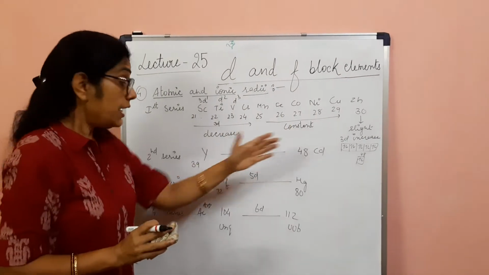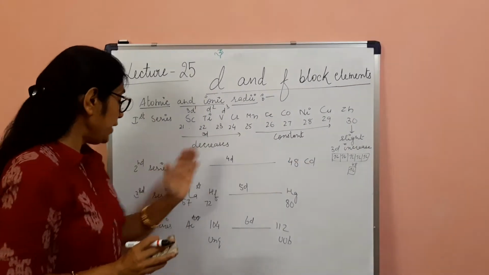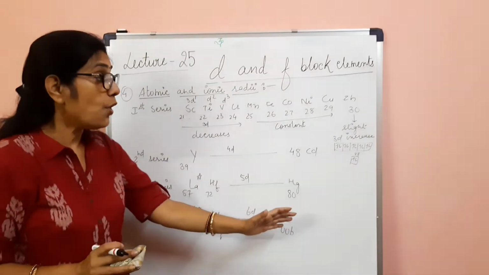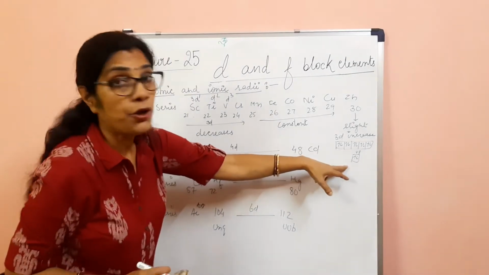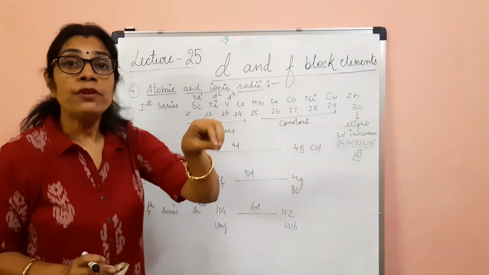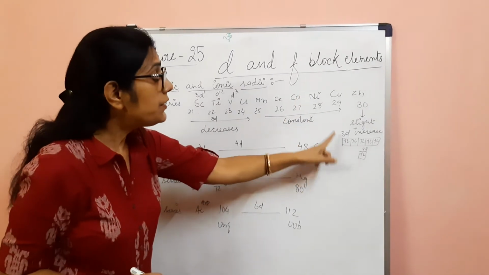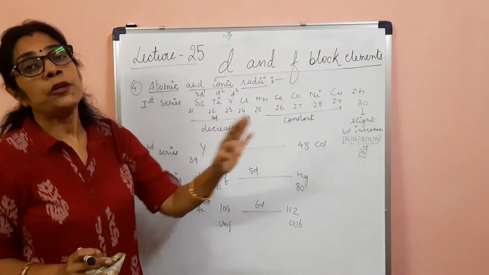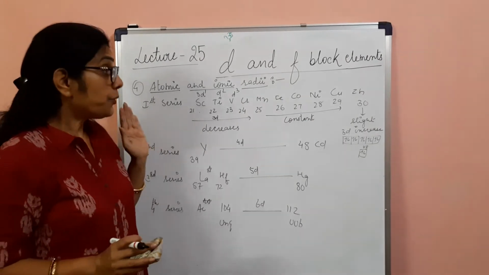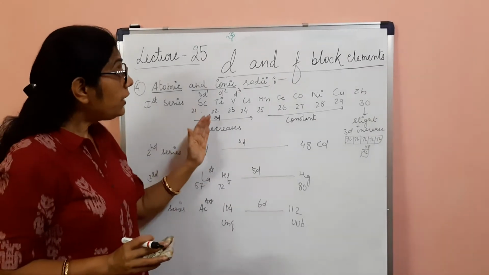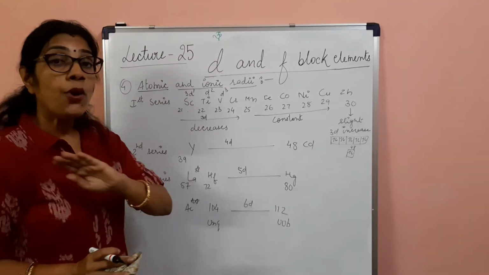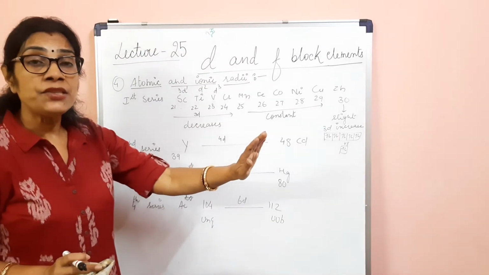Not only zinc, in the second transition series it is cadmium, in the third it is mercury and so on. So it has a fully filled orbital. So because of inter-electronic repulsion, there is a slight increase in the atomic radii of zinc. So my dear children, very important. It's not absolutely a regular change.